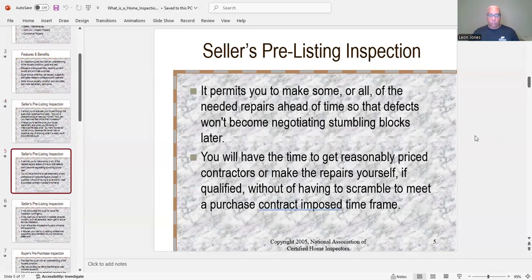Now, the pre-listing inspection permits you to make some or all of the needed repairs ahead of time so that defects won't become negotiating stumbling blocks later. You will have the time to get reasonably priced contractors to make repairs, if qualified, without having to scramble to meet a purchase-contract-imposed time frame.